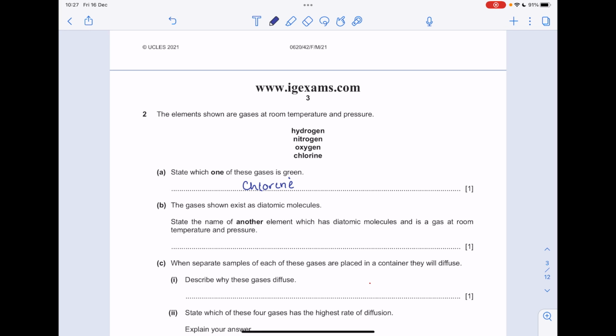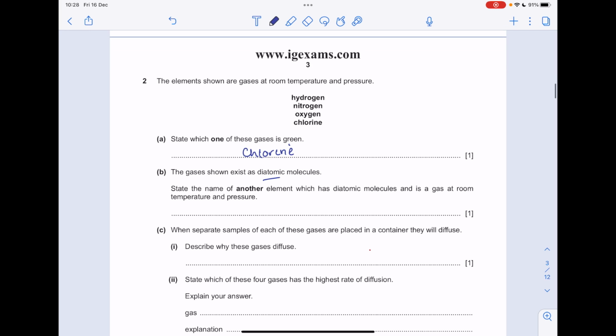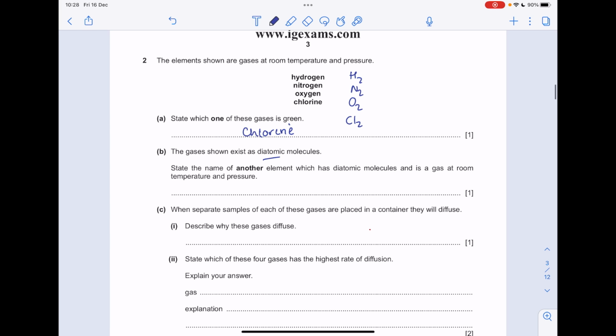The gases shown exist as diatomic molecules. State the name of another element which has diatomic molecules and is a gas at room temperature and pressure. So they want an element. These are all diatomic, H2, N2, O2, Cl2. We want another element, so a halogen is a good one to choose here. Needs to be a gas at room temperature, which is why we can't choose bromine or iodine. It has to be fluorine.